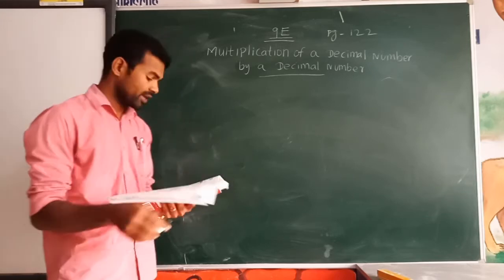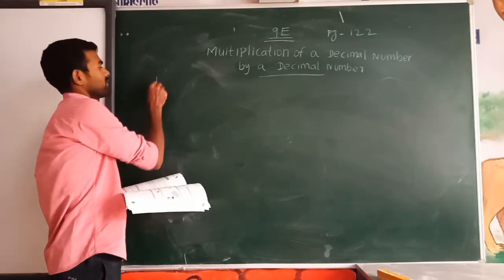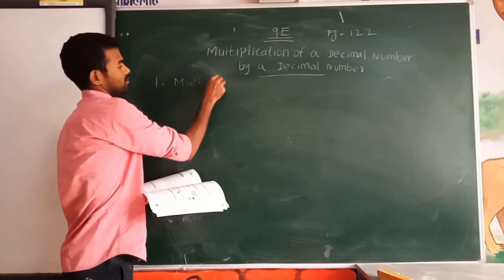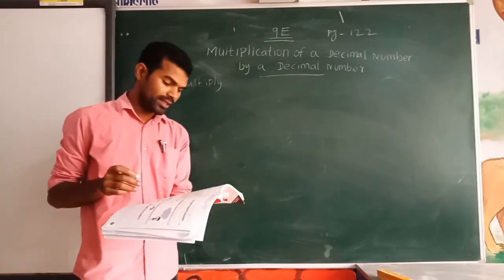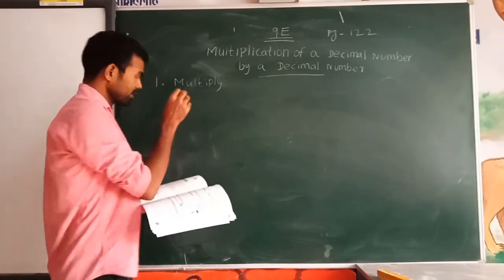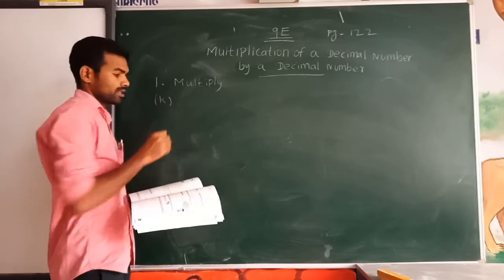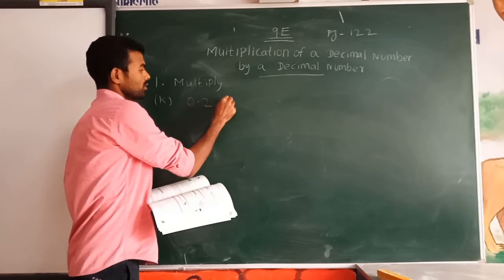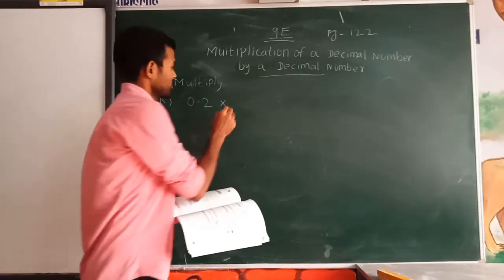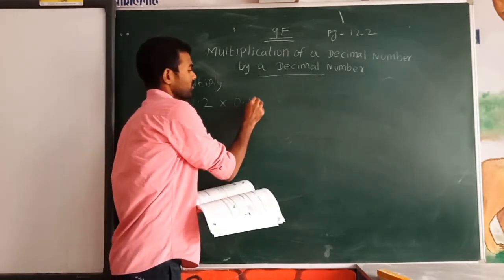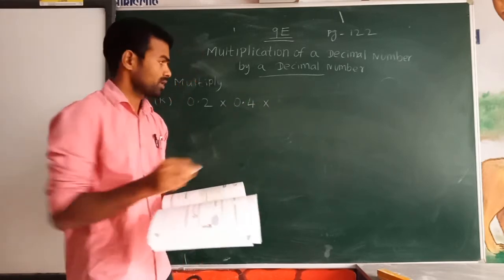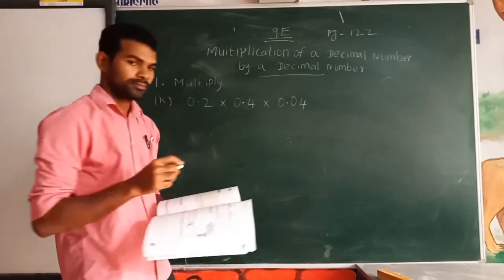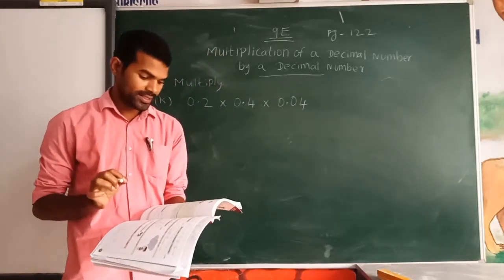In that, we have seen a few questions on multiplication. Here let us see two more questions. The K question is 0.2 multiply 0.4 multiply 0.04.